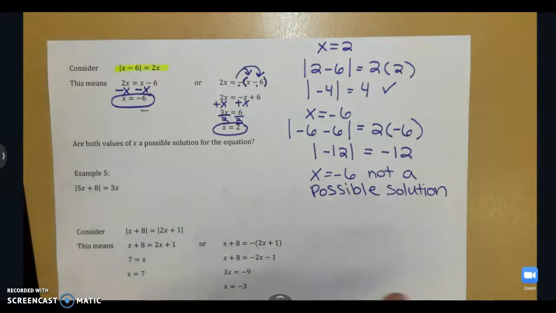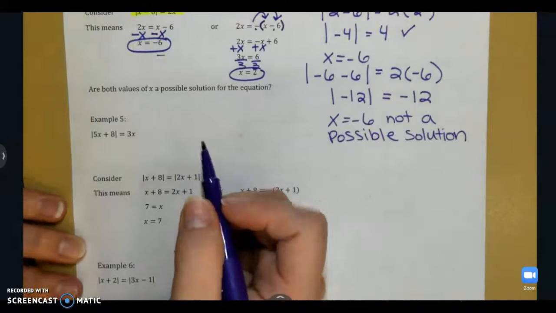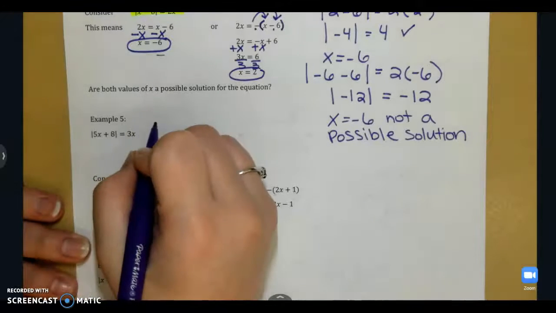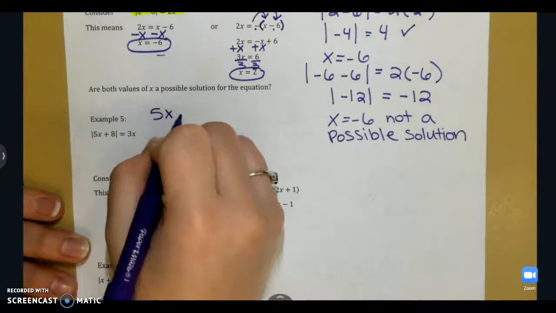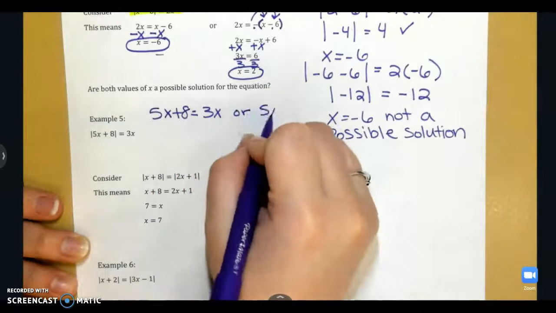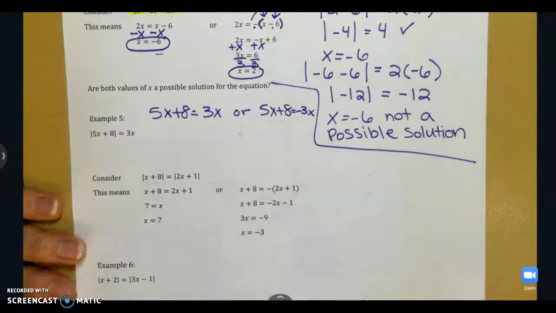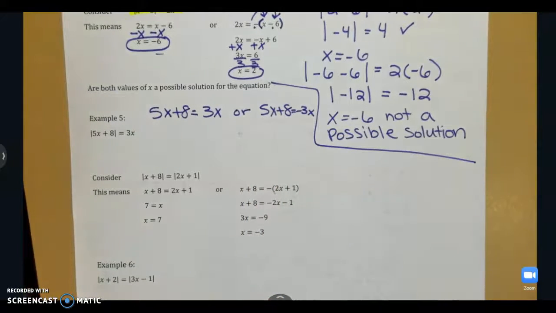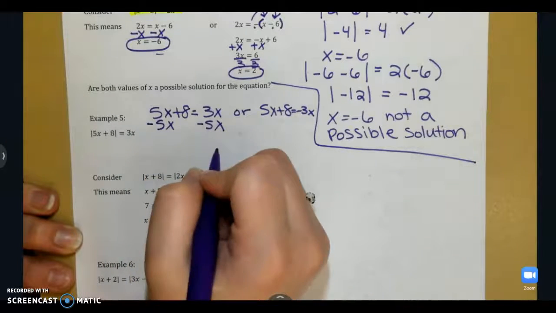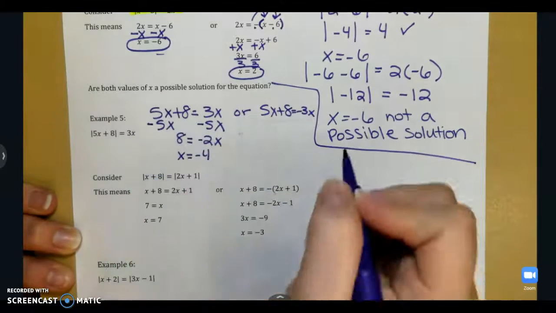Okay. So let's practice this one more time. I have that the absolute value of 5x plus 8 is equal to 3x. So this means that what's inside my absolute value could be positive 3x, or it could be negative 3x. And I'm going to just draw a line here to separate that previous work. So let's get all of our variables on one side, all of our x values, and we get that x is negative 4.